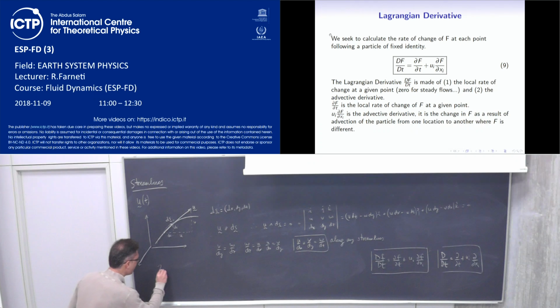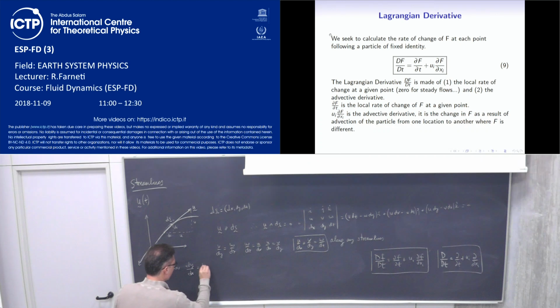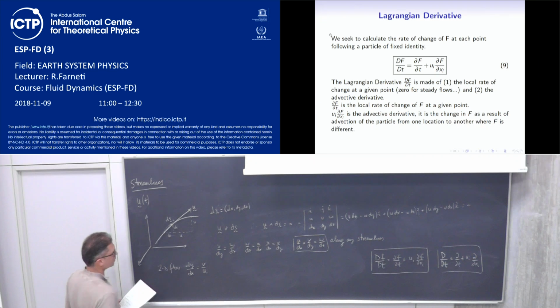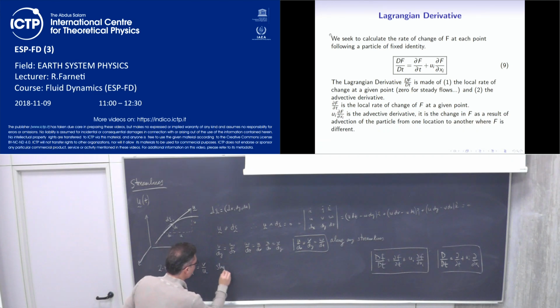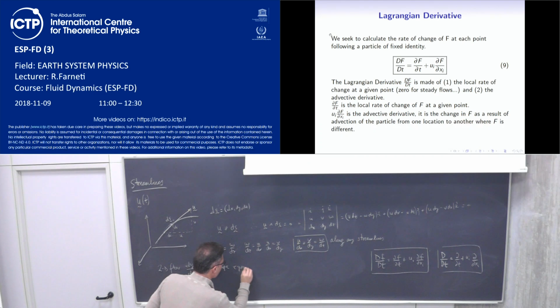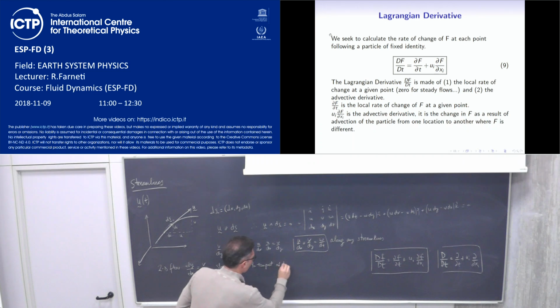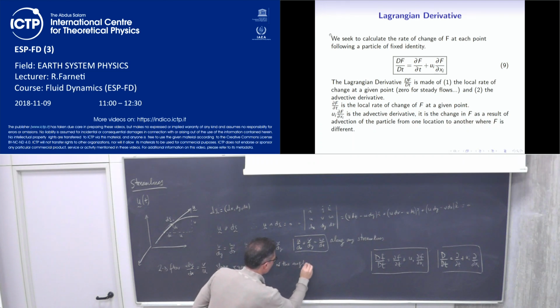So for a two-dimensional flow, or a 2D flow, what do you have? You have dy over dx is equal to v over u. Okay? So the slope dy over dx, the slope of the streamline, is equal to the tangent of the angle formed by the velocity vector.